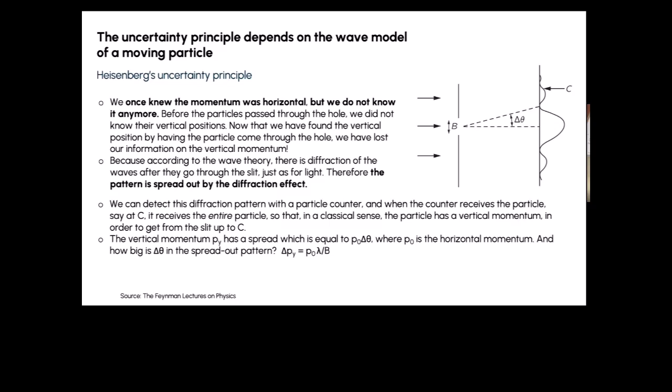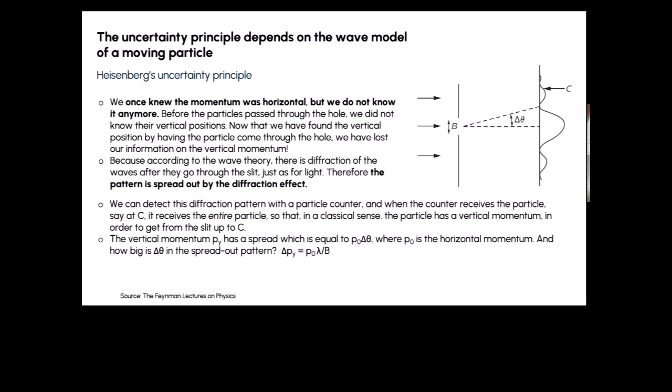So now we have lost information about the vertical momentum. You know what momentum is, right? Momentum is mass times velocity. It determines how hard this bottle will hit against this object, for example, and then it will pass on some momentum to this microphone and so on, right? That's momentum, and so the momentum is lost.